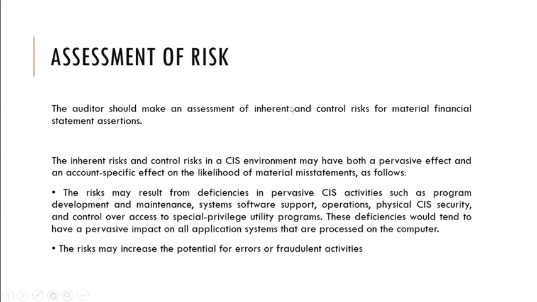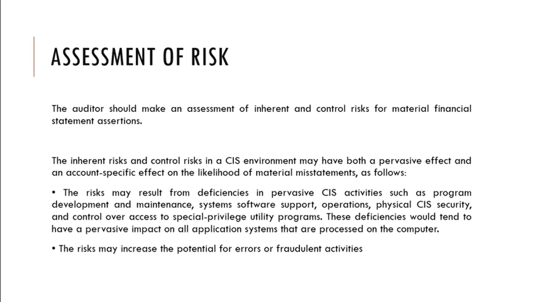discussed a while ago. The inherent risks and control risks in a CIS environment may have both a pervasive effect and an account-specific effect on the likelihood of material misstatements as follows. When we say pervasive, it means company-wide. Many accounts are affected, or it could be that only one specific account is affected. So we should also know its effect. Is it pervasive or is it only related to a specific account?